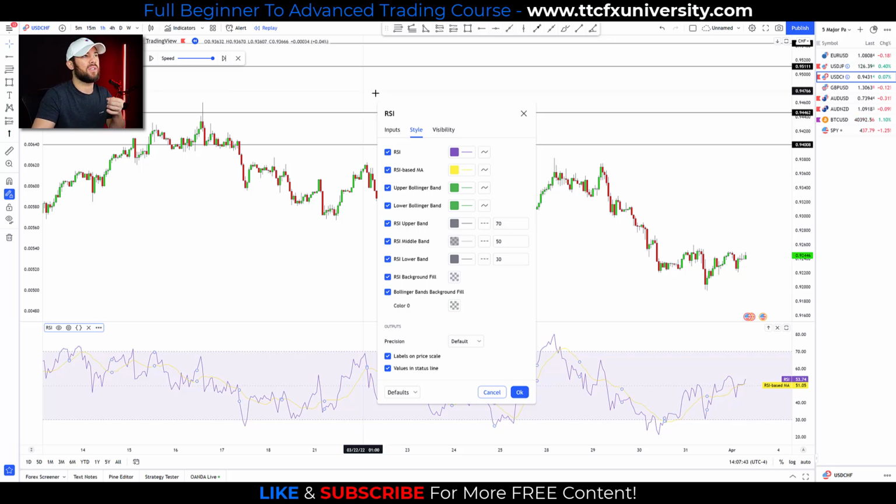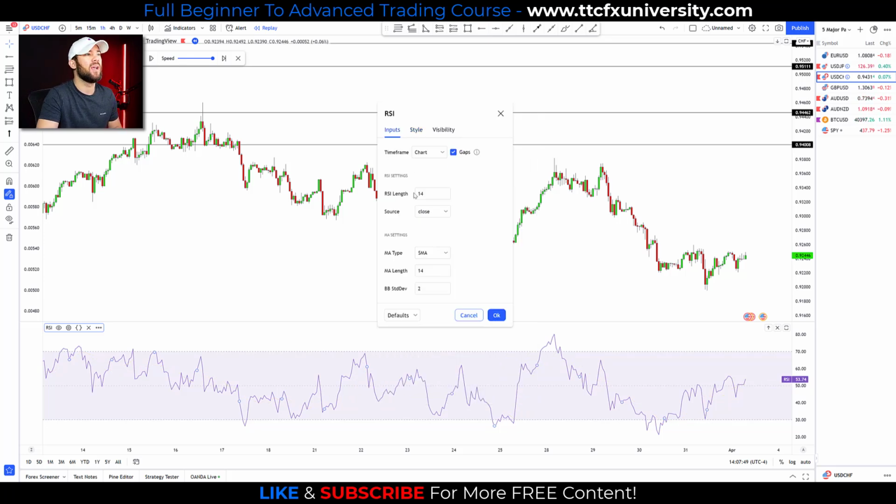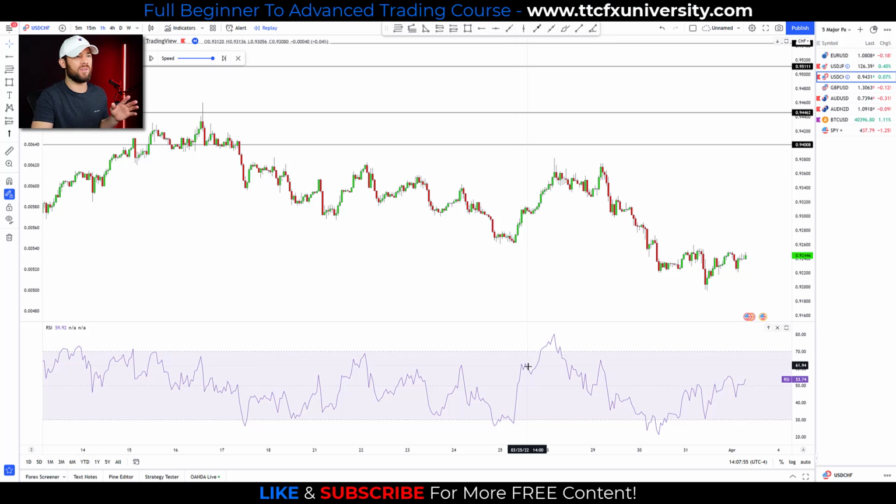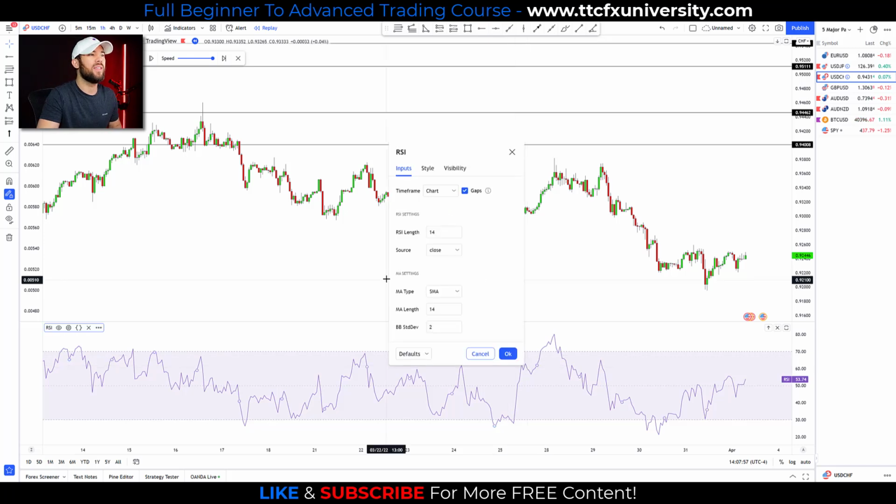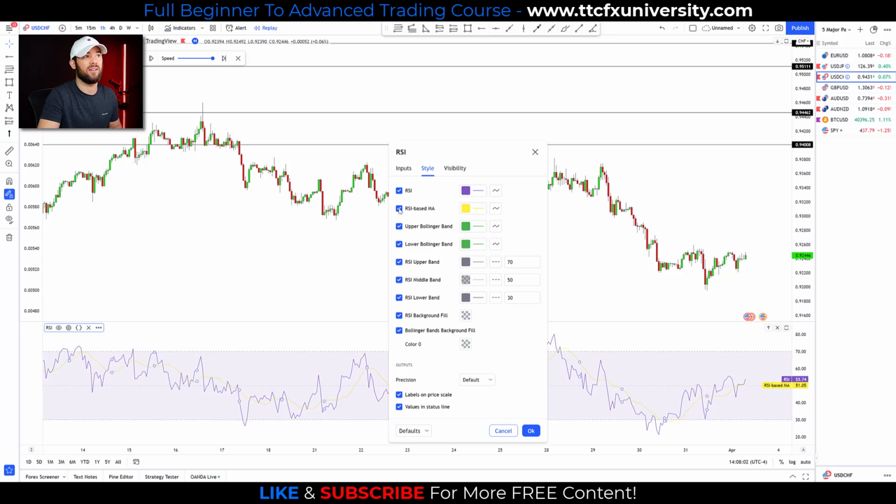On our RSI, for the settings, I go to style and remove the RSI based MA. That's just not something that I use whatsoever. Inputs are gonna stay exactly the same. We're gonna be using a 14 period RSI indicator. And for those of you wondering, because I know I might get questions about this, the little MA settings down here is irrelevant unless you have this checked. So since we don't have it checked, it's completely irrelevant.